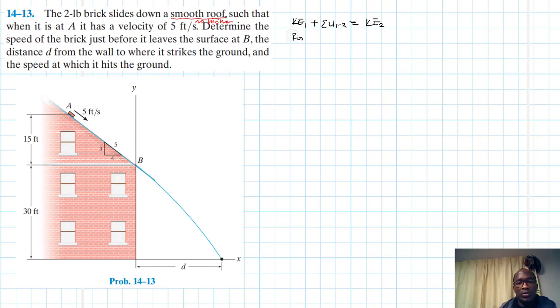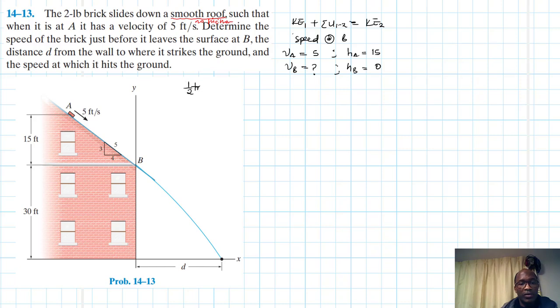Alright, so let's start with the speed at B. Okay, so we have VA. Our VA here is just equal to 5. Then we have HA, which we are going to call equal to 15. Then our VB is unknown, that's what we are looking for. And then HB is just equal to, I'll call it, 0. So let's work this out.